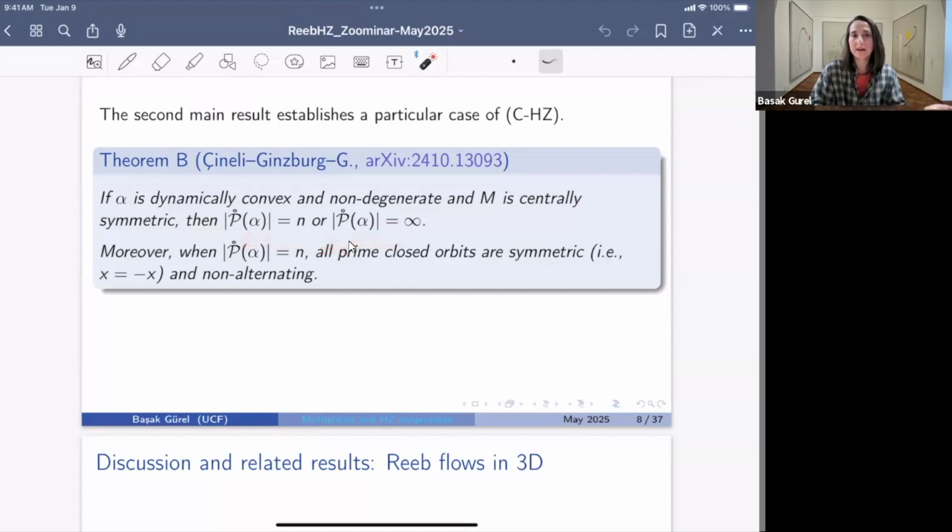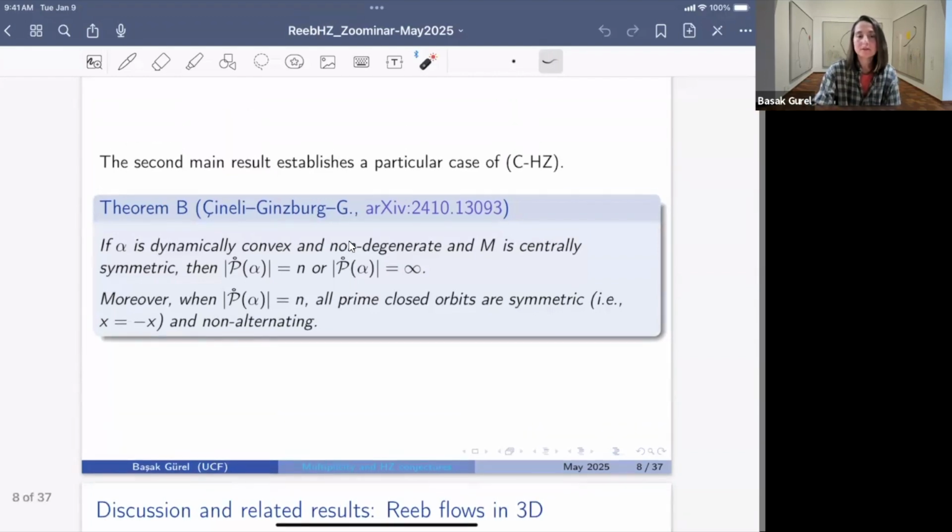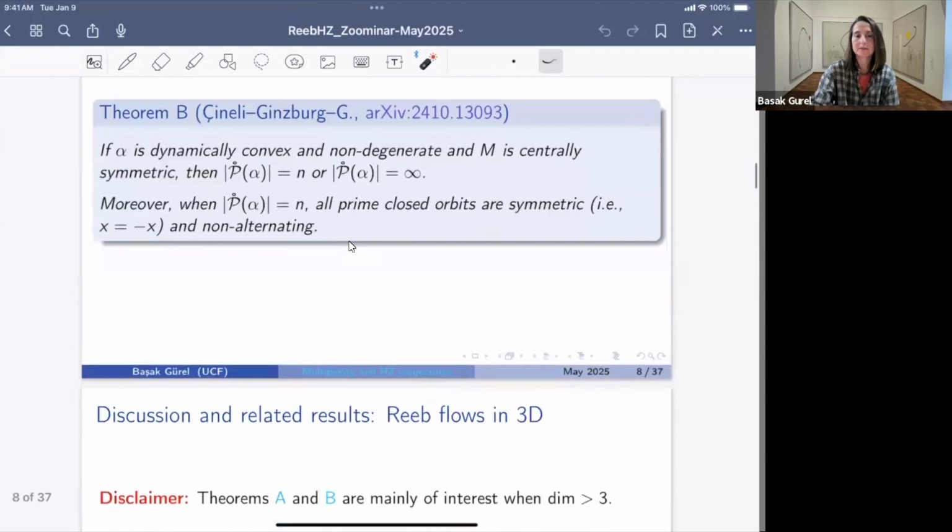In other words, the n or infinity conjecture holds in the case of a dynamically convex, non-degenerate, and symmetric hypersurface. Again, in the case when it is n, you can say a bit more: all prime orbits are symmetric and non-alternating. Symmetric in the sense that x and negative x, x is invariant under the antipodal involution. Any questions about the results?